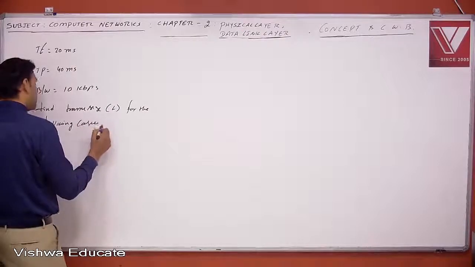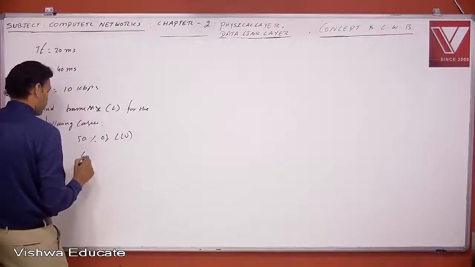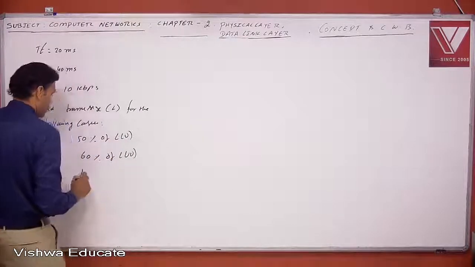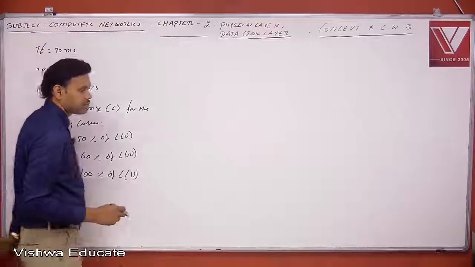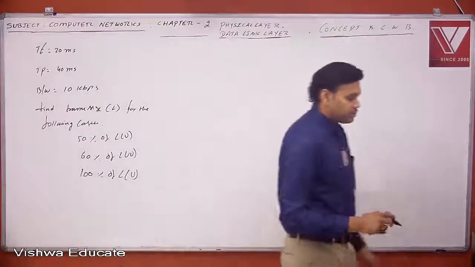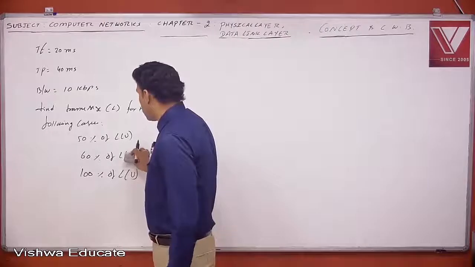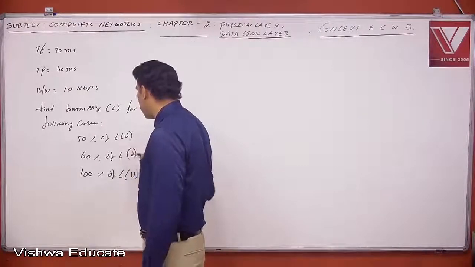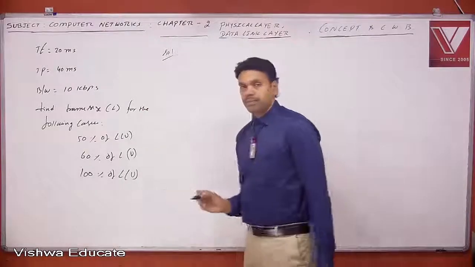What are the following cases? 50% of L of u, 60% of L of u, 100% of L of u. So in general, the L of u is 1 by 1 plus 2a, or Tt by Tt plus 2 into Tp.